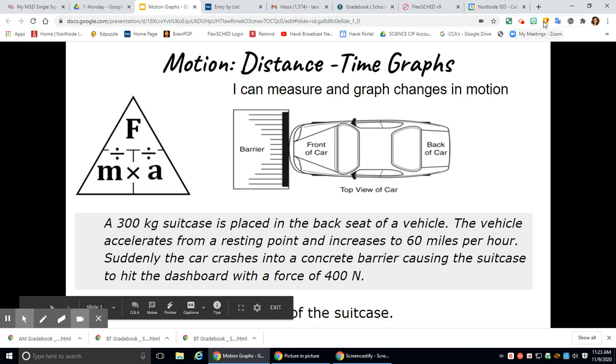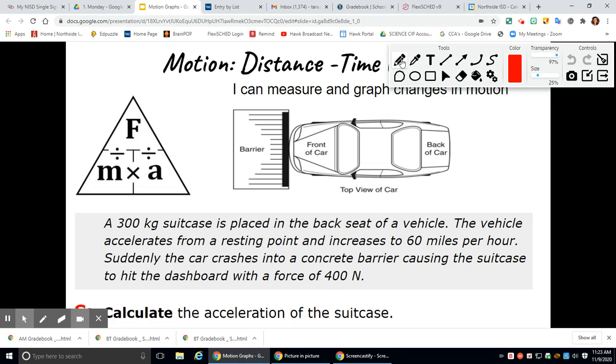So let's find out what we're given. Looking back, we are given the mass of the suitcase. I know this is mass because kilograms are my units for mass. I'm just going to put that up there. And what we also have here is the speed, which we don't need, and we do have a force of 400 newtons. Now I know this is the force because newtons are the unit for force.